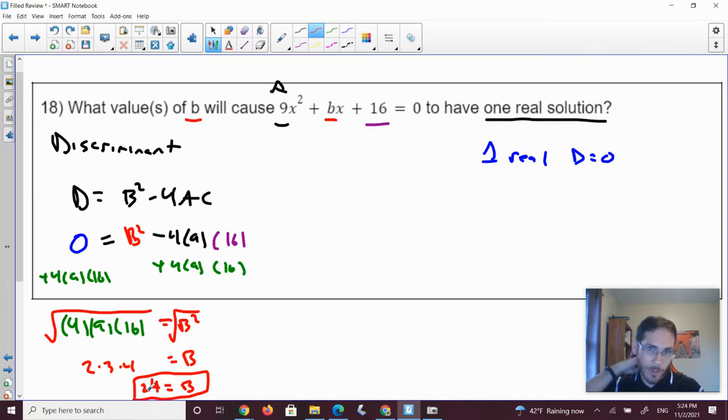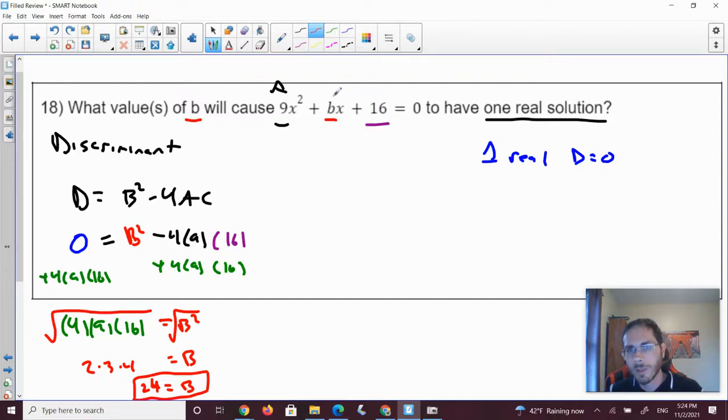So if I make this 24, I'm going to have one real solution. And if I wanted to check, it would be a parabola that just hits the x-axis once. So it would be one of those that just hits at 0 just one time. It doesn't pass through, and it also doesn't miss it. So we're looking for one hit in this case.